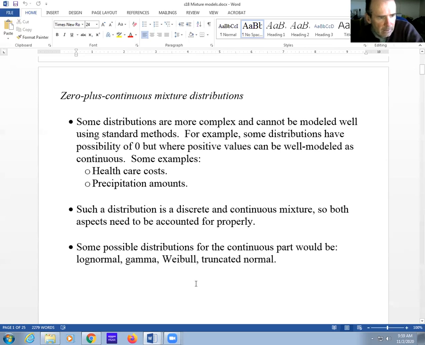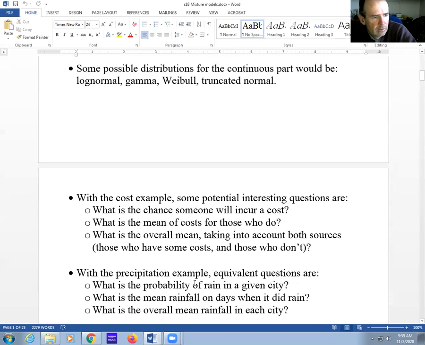Now, when we model positive amounts, some of the key distributions that we have are the log normal, the gamma, the Weibull, and truncated normal. There may be others, but we know of at least 4 that we can use for positive amounts. So what we're going to do here is we're going to say we have a probability of a 0, and we could have a positive value. And when we have a positive value, we're going to maybe use one of these 4 distributions. We're going to mix those together.